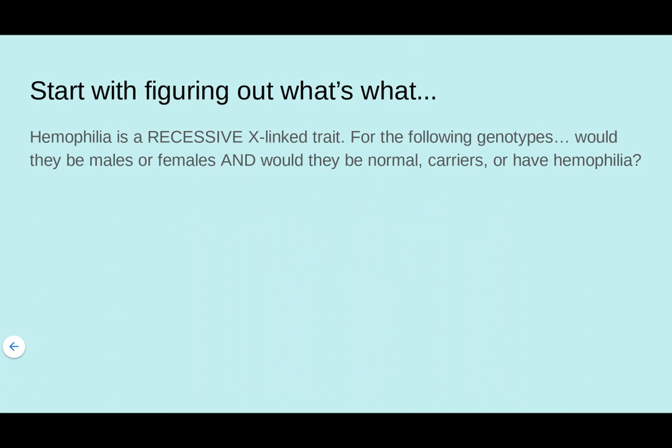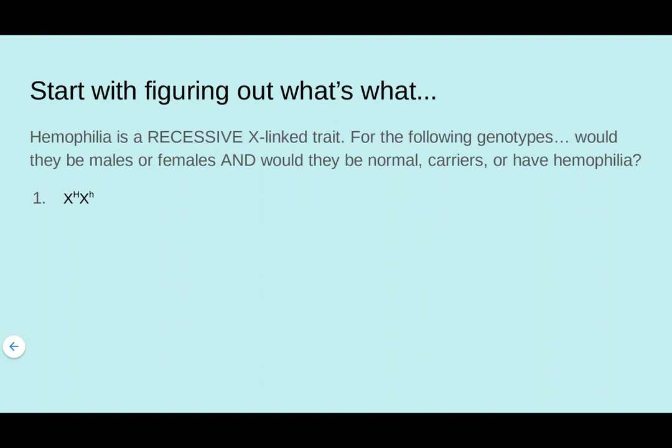For the following genotypes, would they A, first be males or females, and then B, determine if they are normal, carriers, or have hemophilia? Remember, only females can be carriers because carriers are heterozygous for a recessive trait. So if you're a male, you're either just going to be normal or have hemophilia. Our first example here is X with a dominant H and X with a recessive H.